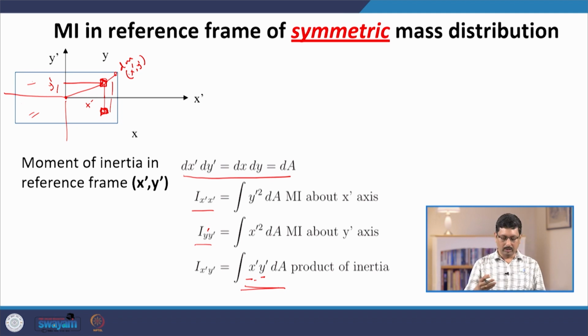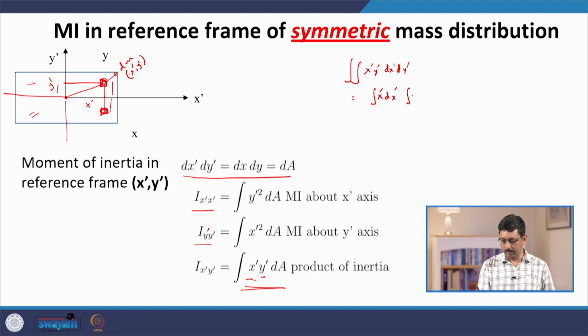So, you can actually work it out. Let me work it out. When I do x prime y prime dx dy, since x and y in this particular case form a rectangular distribution, x and y are independent. So, this is the integral of x prime dx prime times the integral of y prime dy prime. Now, let us say that this length is a and this side is b.